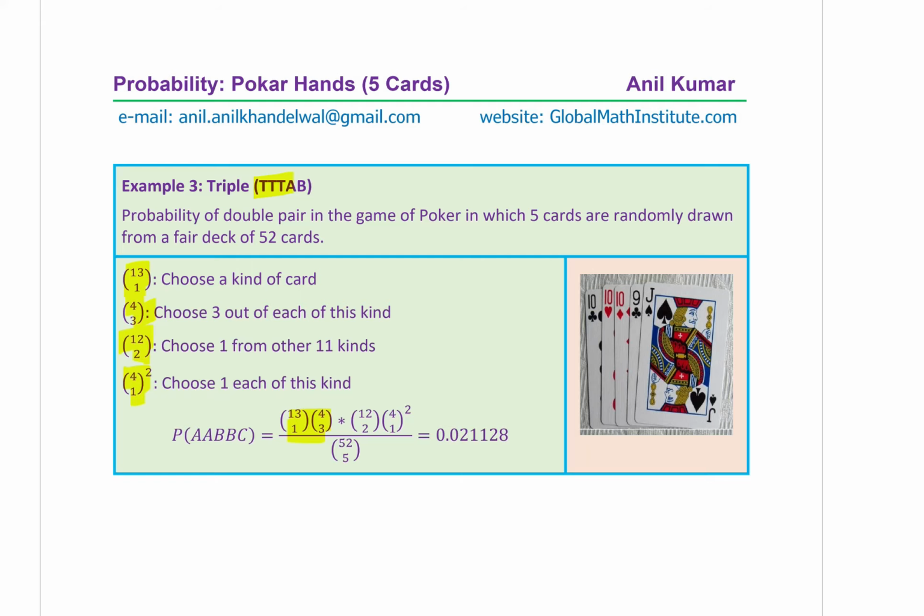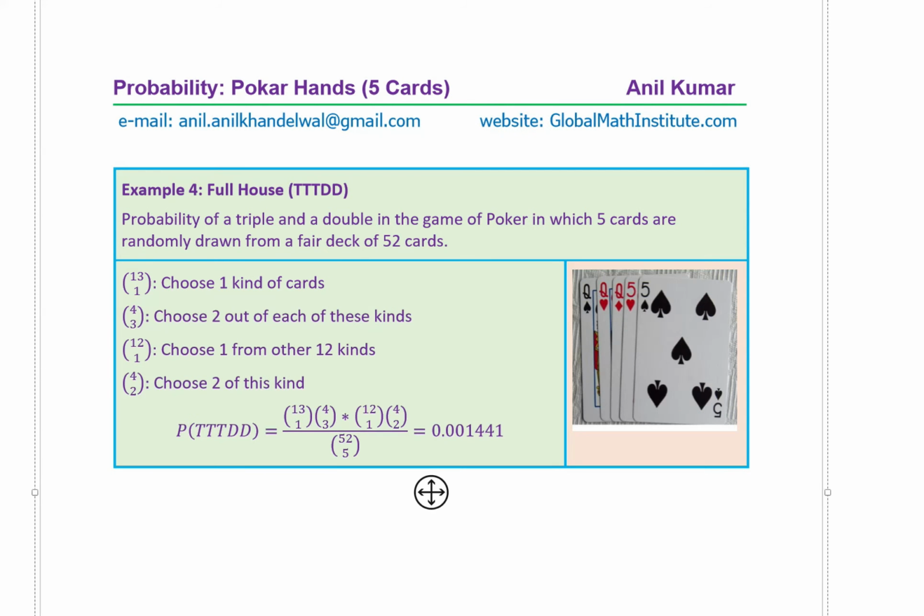I hope you're getting the idea of how to get this numerator, which is the favorable cases, for finding the probability. The total number of options remains the same. You're choosing 5 out of 52. So when you work this out, you get 0.021128, which is almost 2.1%, right? It is further reduced. Now, let's look into the fourth example where we're talking about a full house. When I say full house, it means a triple and a double, all 5 cards in pairs. So, a triple and a double. How are you going to solve it?